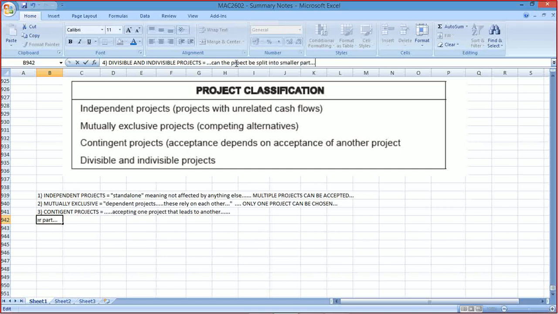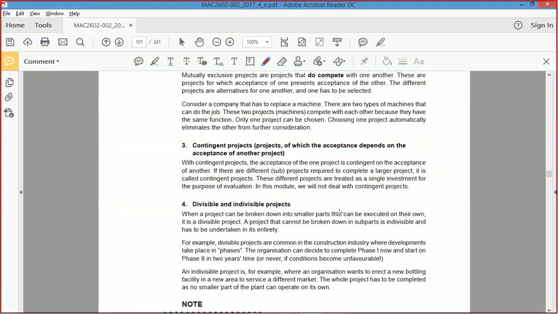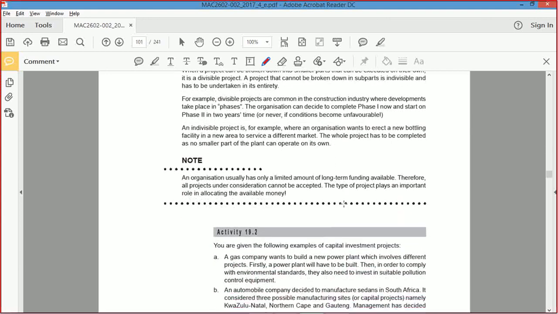That's what you're looking at. Okay, divisible, easy. Just remember the word divisible. Okay, that's all theory.